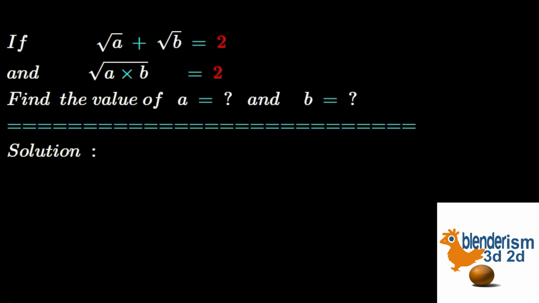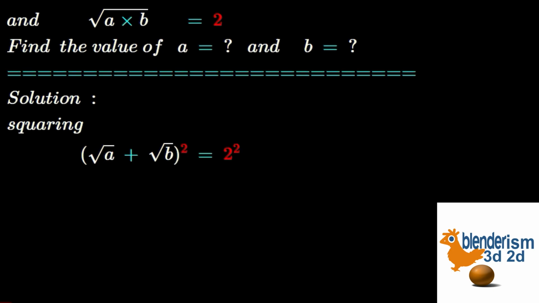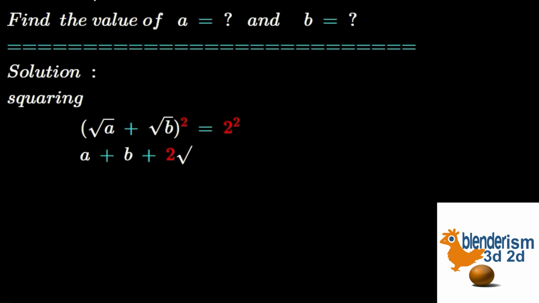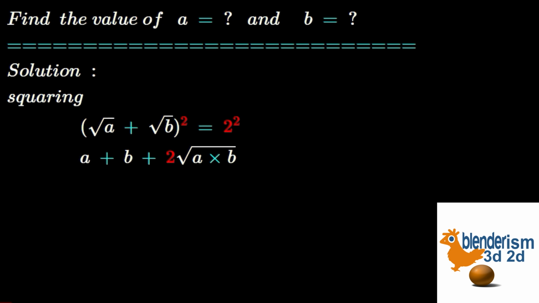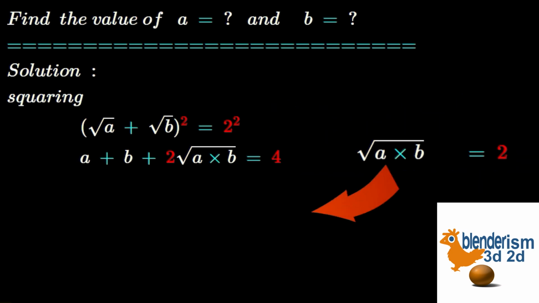First, square the first equation to remove the square roots. Square root a plus square root b, squared, equals 2 squared: a plus b plus 2 square root a times b equals 4. We know from the second equation that square root a times b equals 2, so replace it in the first equation.